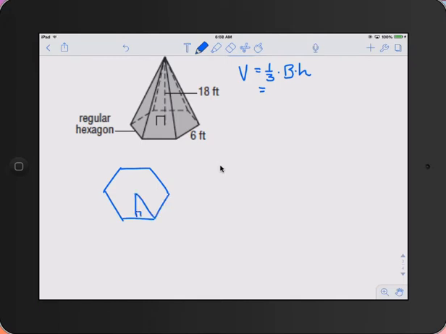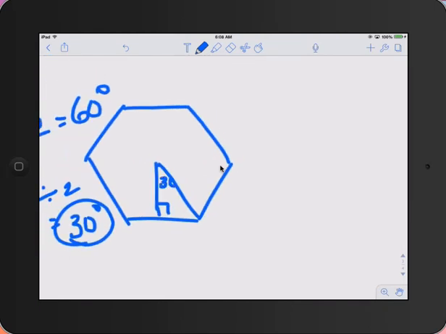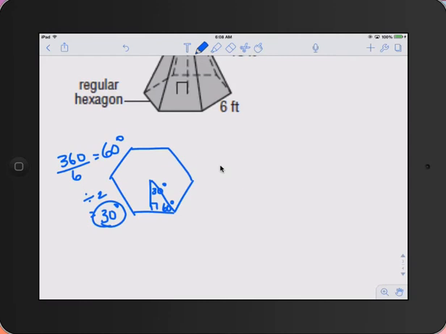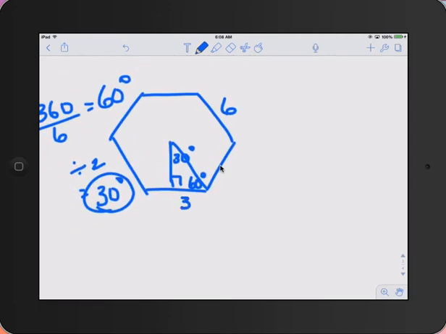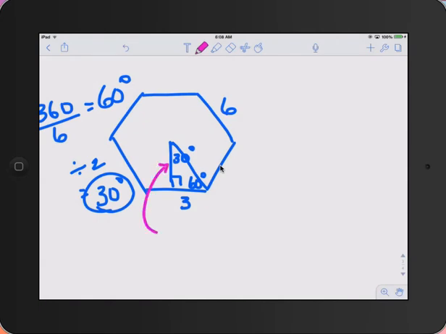Remember that 360 divided by 6 is 60 degrees, and when you cut that in half, 30 degrees is this angle measure right here, and then you got your 60 over here. So since the side length, the base edge length is 6, that means this would be 3, and your apothem is going to be 3 root 3.